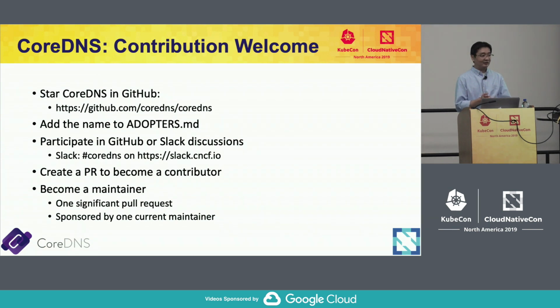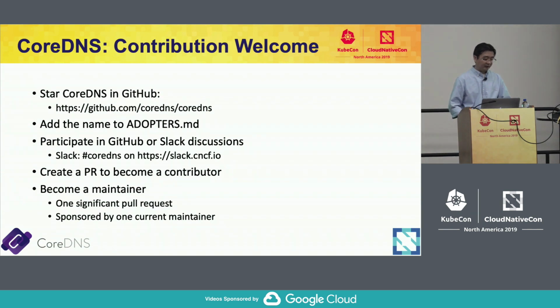First of all, you can star it on GitHub. I mean, this day and age, the number of stars is probably one of the most important things for an open source project. If your institution or your company is willing to share the name with us, you can certainly add the name to adopters.md in the GitHub repo. And we are glad to accept any publicity, any exposure. You can also participate in GitHub or Slack channel discussions. And finally, you can create PRs if you find any bugs you want to fix, or you want to contribute any interesting plugins you feel are important to the community.